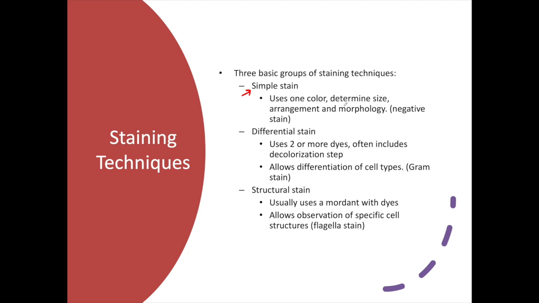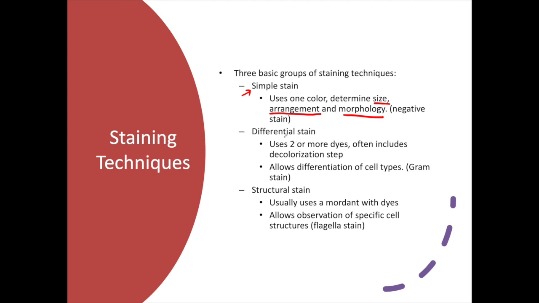The only three things you can determine using simple staining techniques is how big the cell is. You can also see what we call its arrangement, how the cells interact with each other. Do they stick to each other, or are they planktonic, meaning singular? Or the morphology, what shape are they? We have some basic shapes found in bacteria, and the actual morphology is an important part of identifying bacteria. So with simple staining, we just use one color, throw some stain on there, and take a look and see what we have.